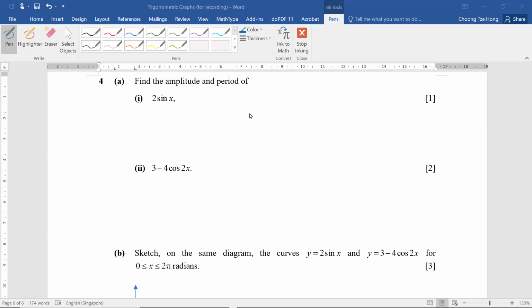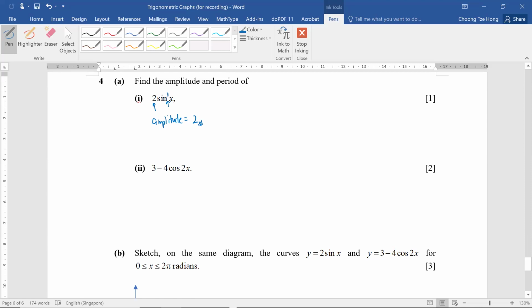For part A, find the amplitude and period of 2 sine x. They want us to write down the amplitude and period. This is not a difficult question. For the amplitude, we look at this number over here. This number is 2, which means the amplitude of this graph is going to be 2. Then for the period, we look at the number next to x. If there's no number, it means it's a 1.